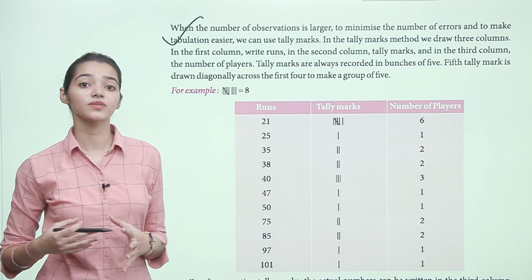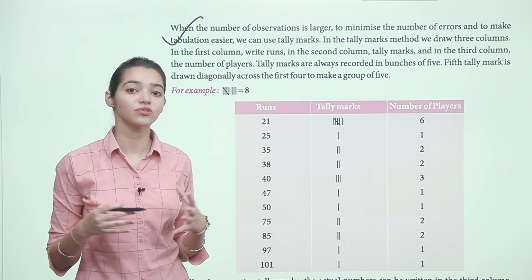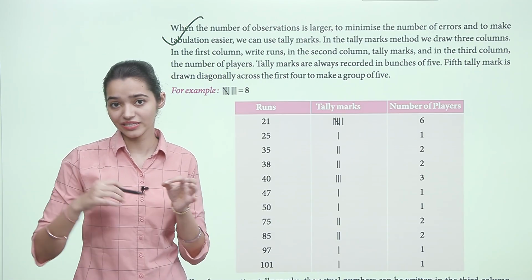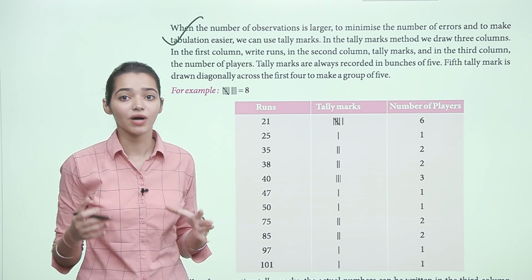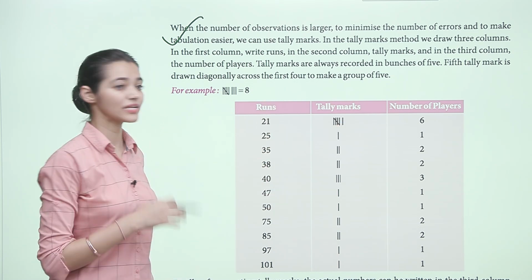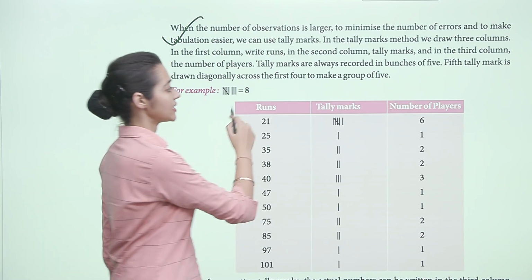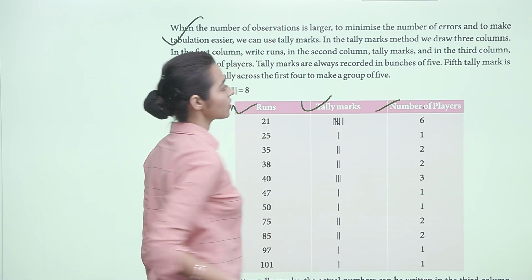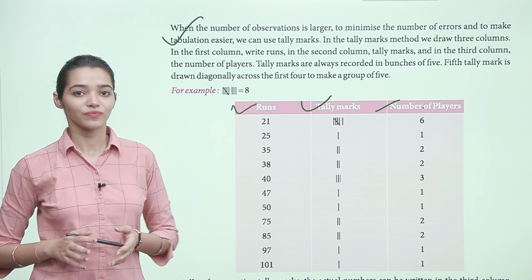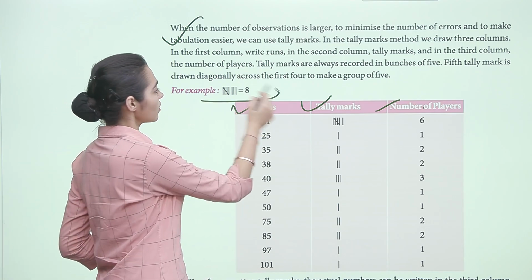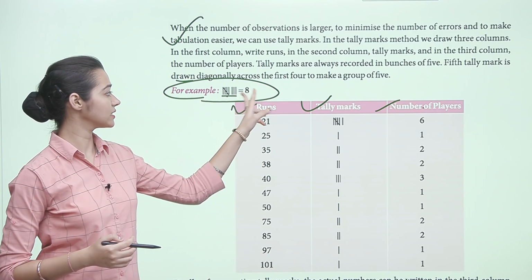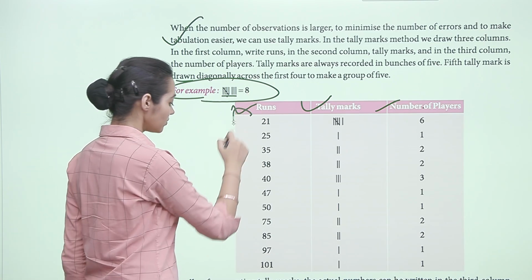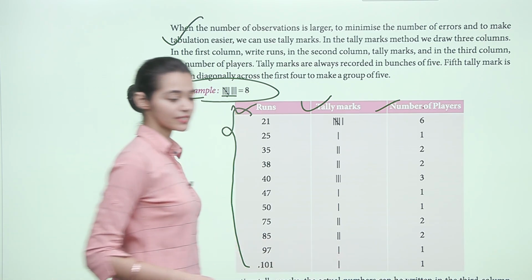Now when the number of observations is larger, to minimize the number of errors and make tabulation easier, what do we do? We use tally marks. What are tally marks? In tally marks, we draw three columns: one for runs, the second for tally marks, and the third for the number of players. Tally marks are always recorded in bunches of five. The fifth tally mark is drawn across the four, like this, and this is our 8. So we have drawn the tally marks of all the numbers here.